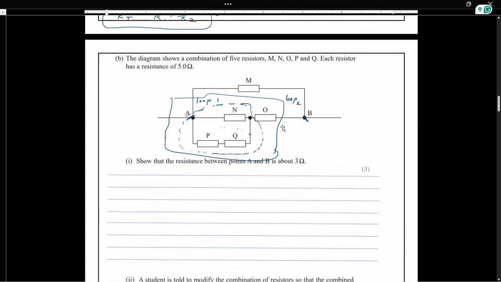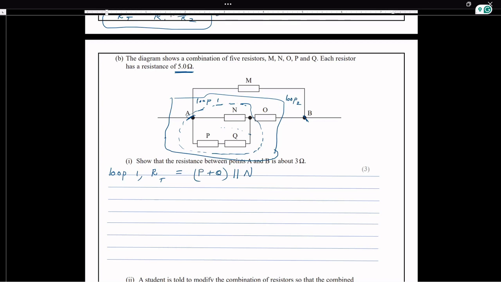When you are solving these types of questions, you have to solve from the innermost loops. So P, Q and N, that is the innermost one. First of all, we'll do the series one, P and Q in series, and that is connected in parallel to resistor N. And of course, each one is 5 ohms. So let us write what is the total resistance of loop 1. Loop 1 total resistance is P plus Q, and that value is in parallel with N.